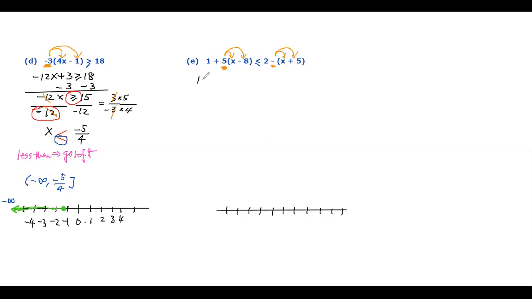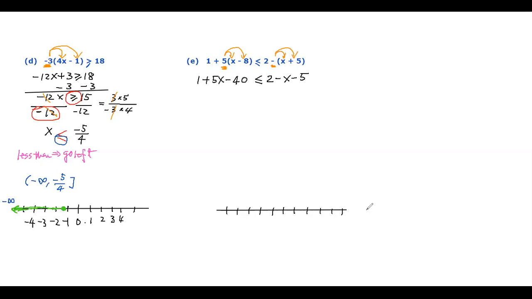So this is 1 plus 5 times x, 5x. 5 times negative 8. What is that? Negative 40, right? And this one, nothing changed. The inequality sign still here is less than 2. All right, be very careful. Like we mentioned before in the distributive property, so this will be negative x. This negative needs to apply to the second one also. It's a negative 5. All right.